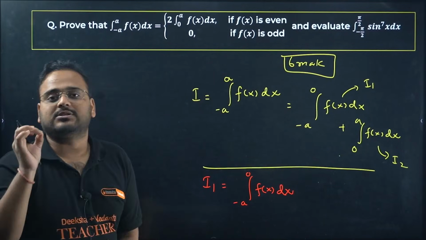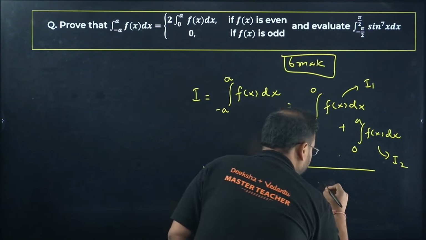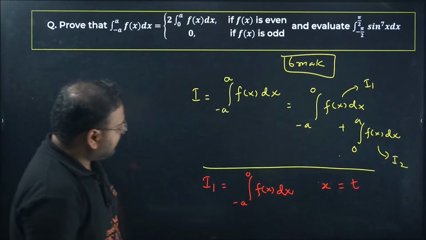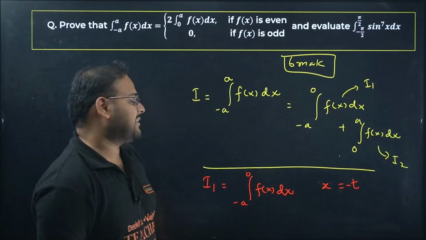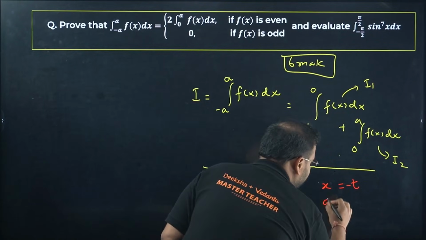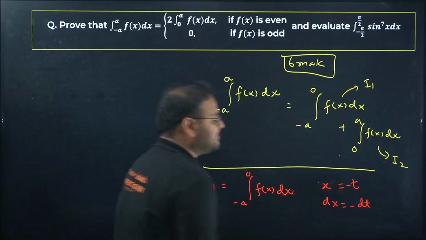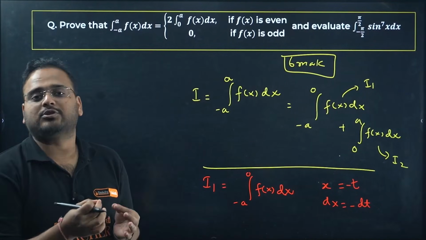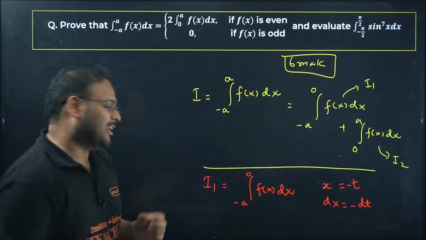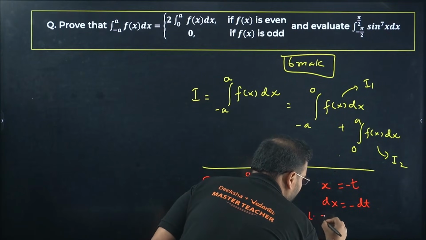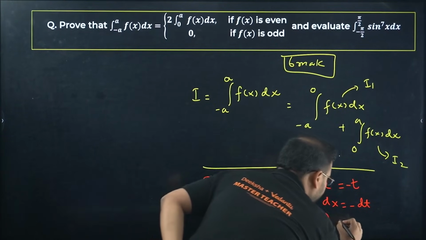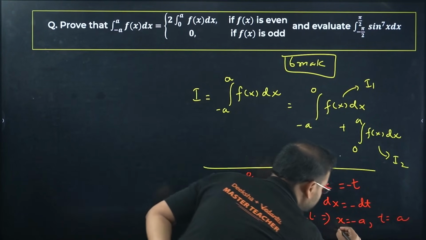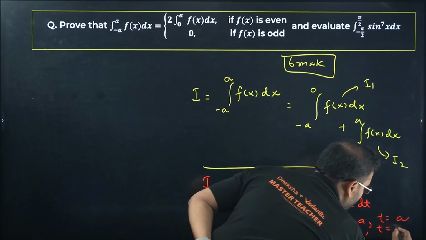The first thing is substitution. Substitute x as minus t. Then what happens? Check here. You'll get dx as minus dt. Whenever you are applying the substitution method, do not forget to change the limits. For the lower limit, the x value is minus a, so the t value will become plus a, and when the x value is 0, the t value is also 0.